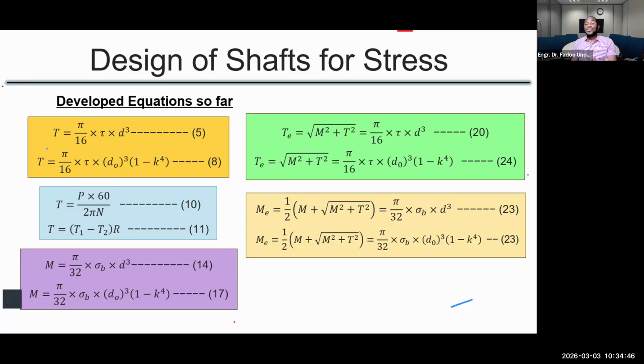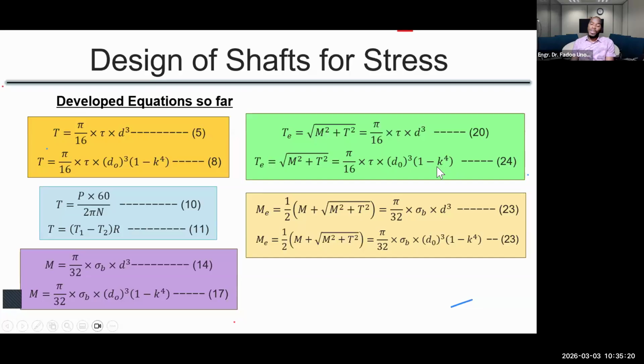Then there are two theories that you could use. You could use the maximum shear stress theory or the Guest theory, okay, which results in this equation that the equivalent twisting moment is given by the square root of the maximum bending moment in the shaft squared plus the maximum torque to be transmitted or twisting moment squared, and that should give us pi over 16 times the maximum allowable shear stress in the material times the diameter raised to power 3. Okay. And if it's a hollow shaft, again, you just replace it by that.